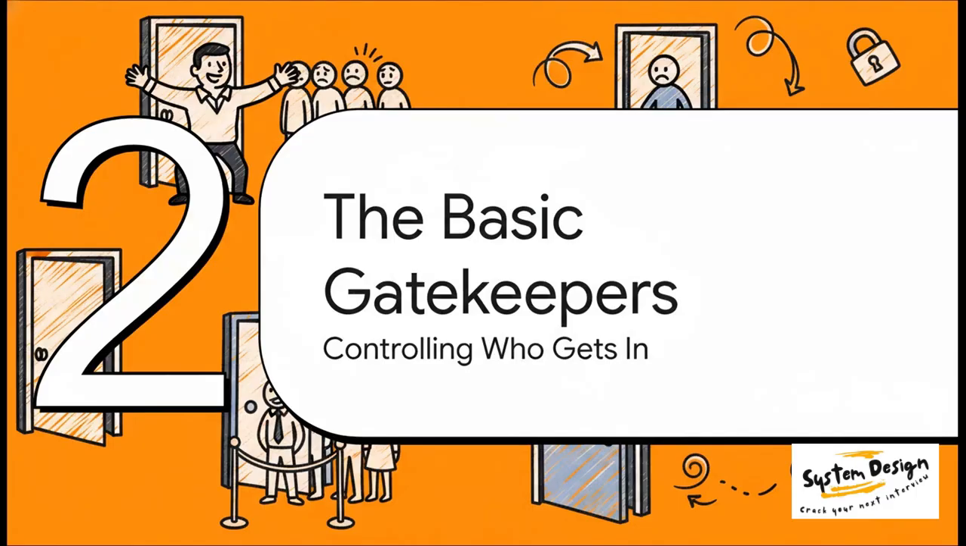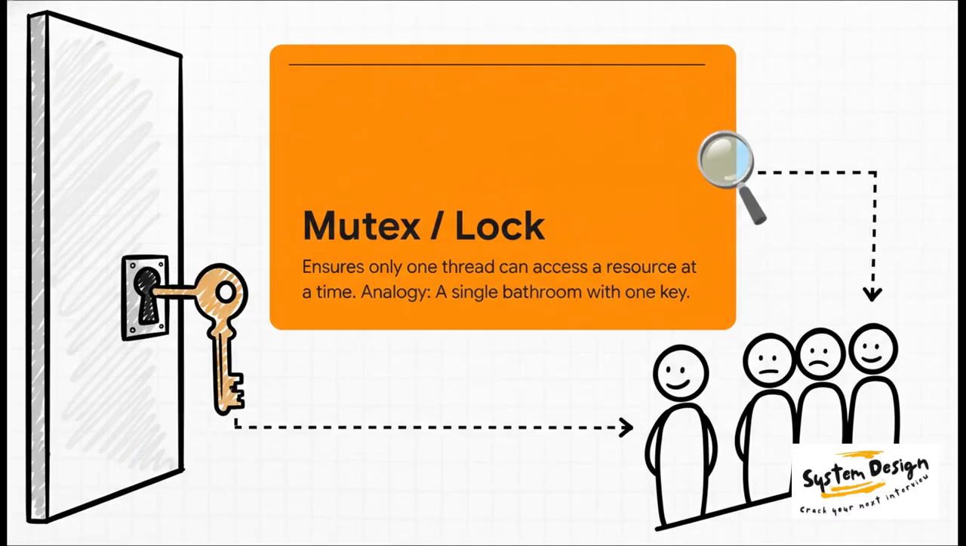Okay, now let's meet our first set of tools, the basic gatekeepers. This whole section is about a core concept in computer science called mutual exclusion, which is just a fancy way of saying we need to make sure only one thing can happen in a critical spot at a time. And the most fundamental gatekeeper of them all is the mutex, which you'll almost always hear called a lock. Its job? Super simple. It makes sure that only one thread can access a shared resource at any given moment.